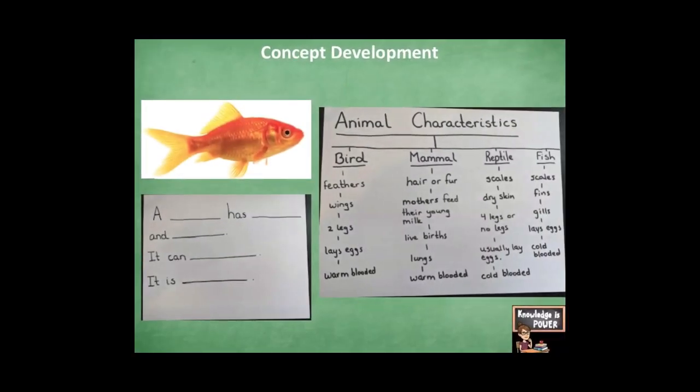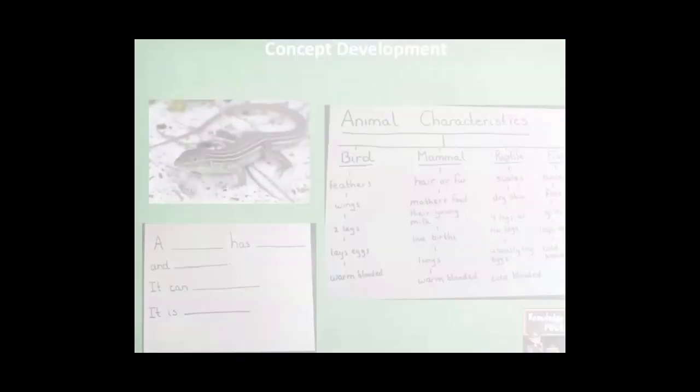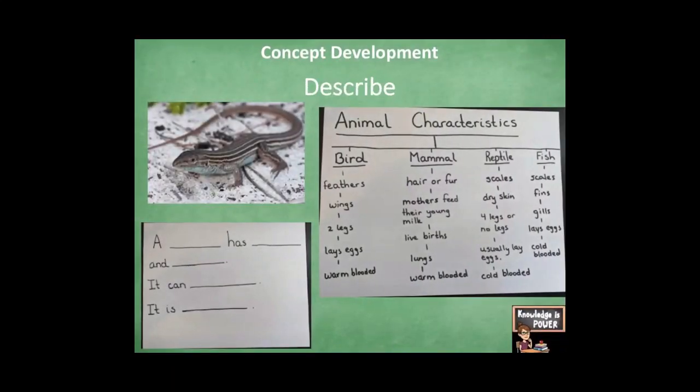Do you see the characteristics of a fish on our chart? Yes, they're all the way on the right side of the chart. A fish has scales and fins. It can lay eggs and it is cold-blooded. Well done. Let's take a look at our next animal. This little lizard has 4 legs and dry skin. He must be a reptile. I see that reptiles can lay eggs and they are also cold-blooded.